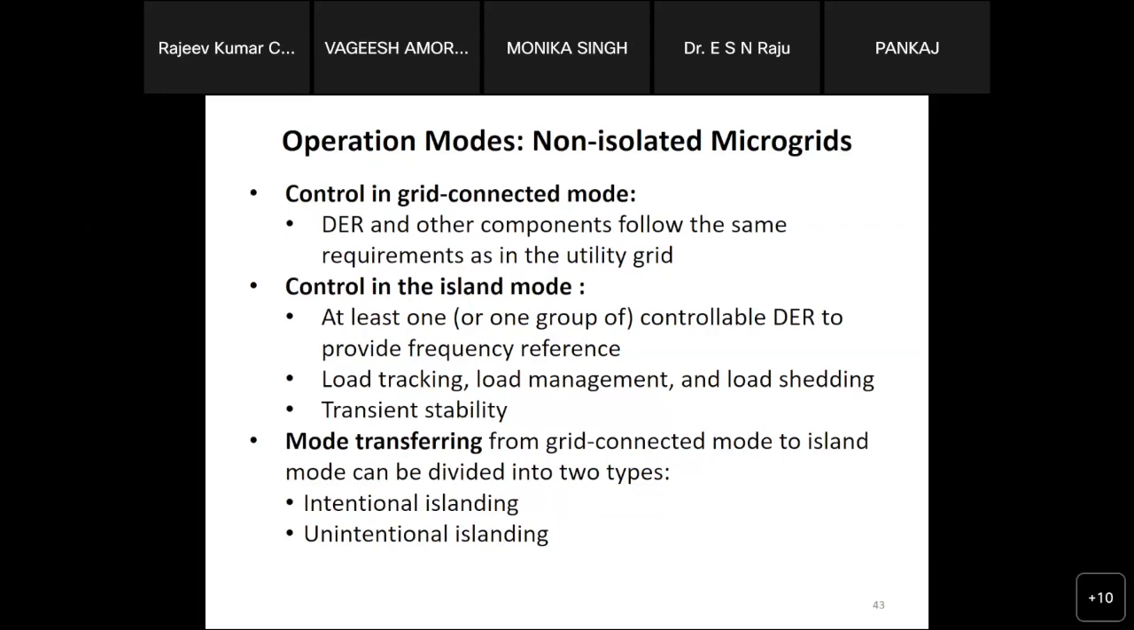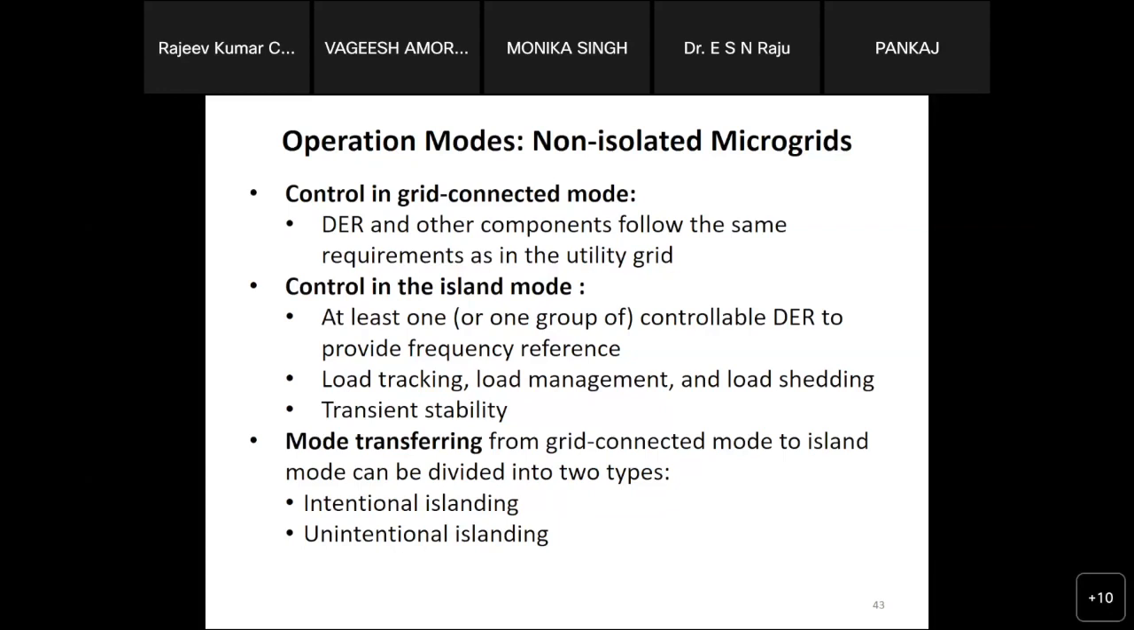And also you will have many stability issues like transient stability issues. If there is any loss of a DER or any sudden change in the load, you will see large spikes and large variations in the frequency and voltage. So in that you will see the transient stability issue.